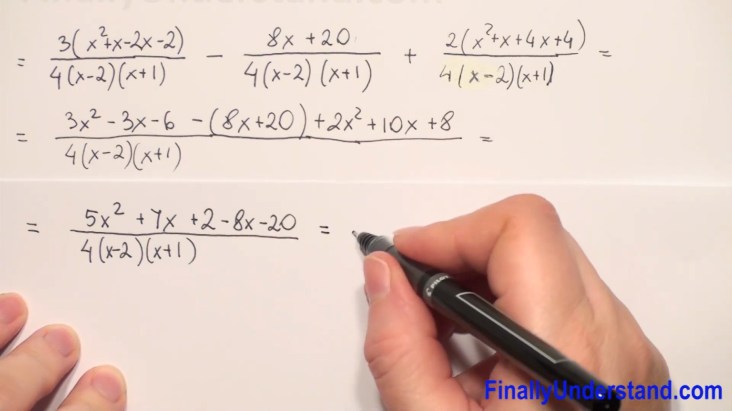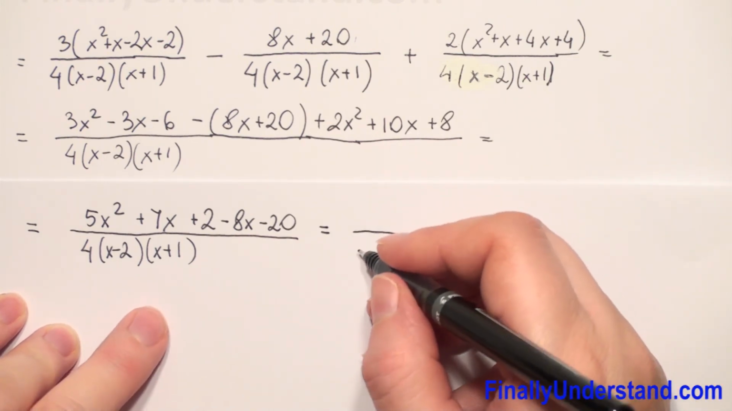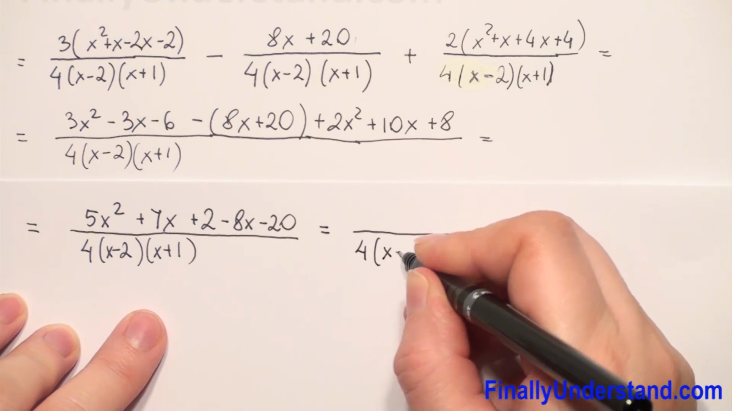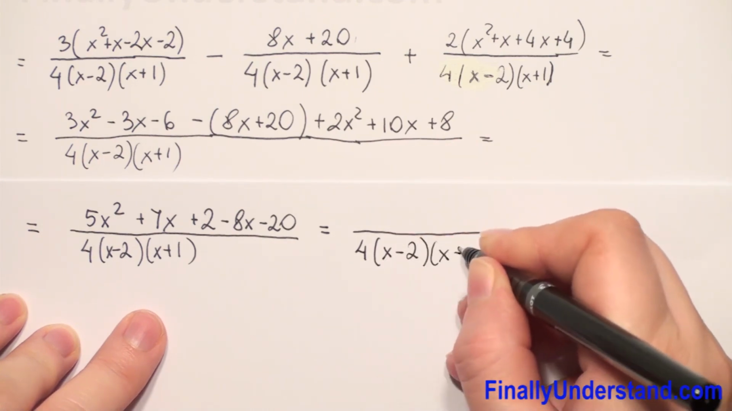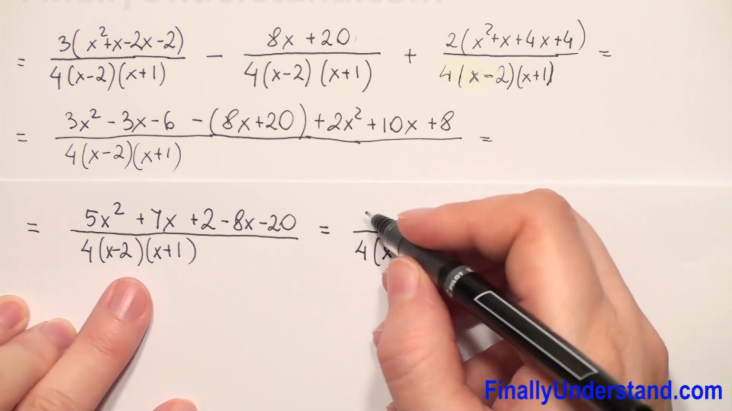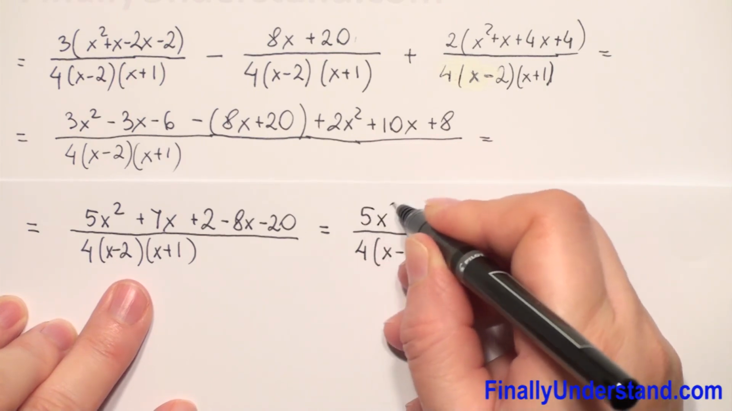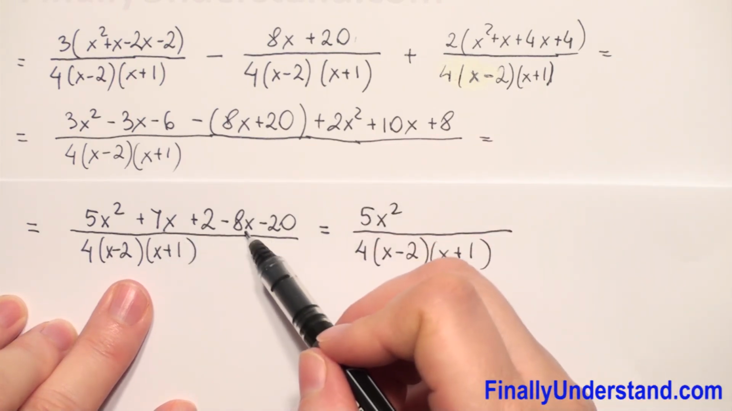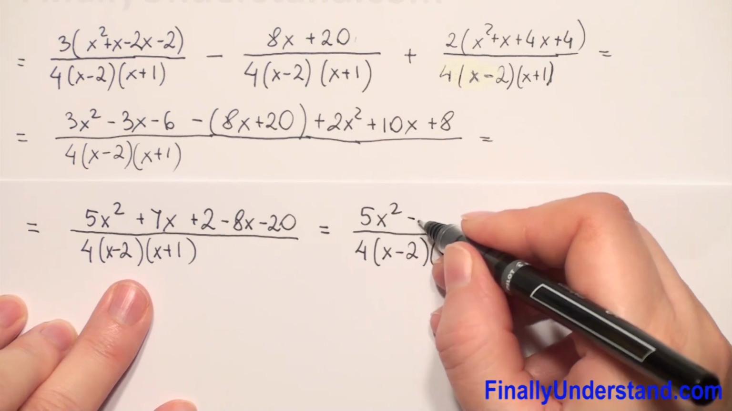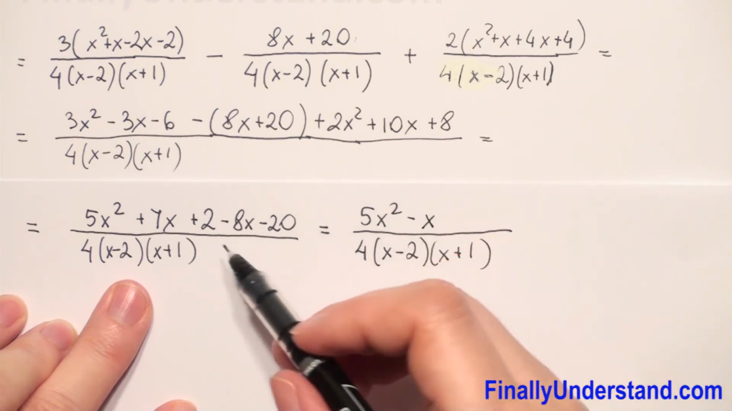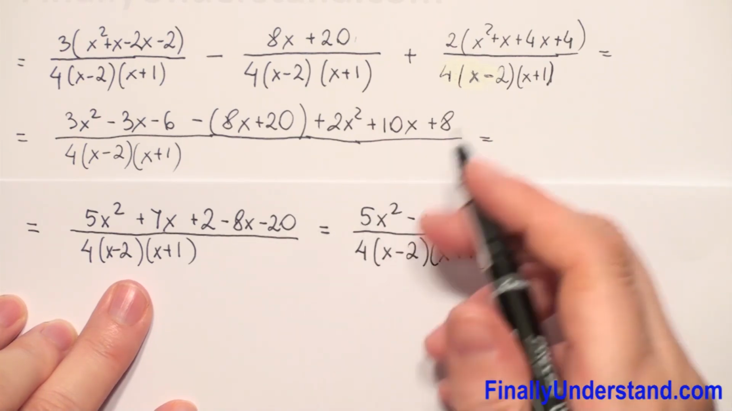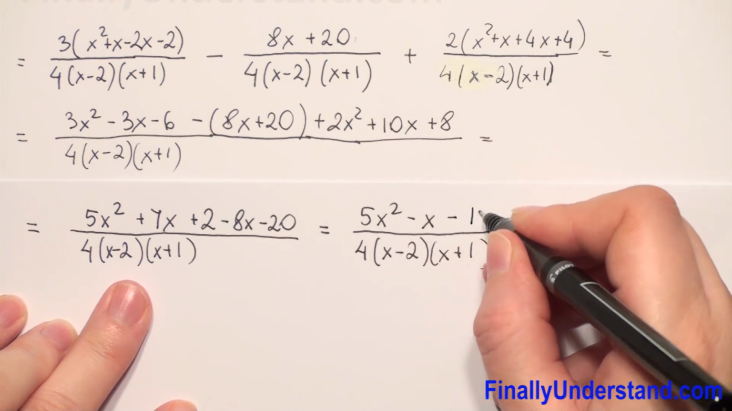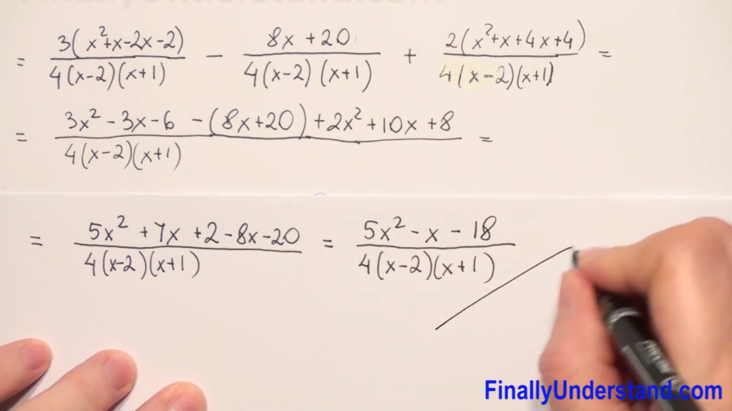So this is equal. The denominator we have to rewrite. And what we have in the numerator, 5x squared, 7x and 8x, so it will be negative x, and 2 and negative 20, so this is negative 18. So this is my solution.